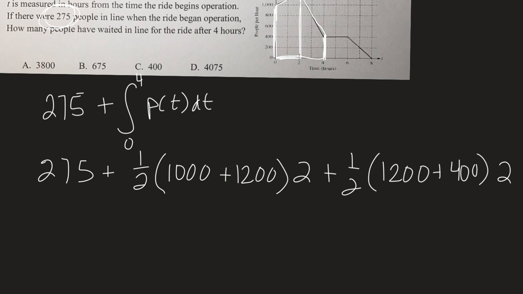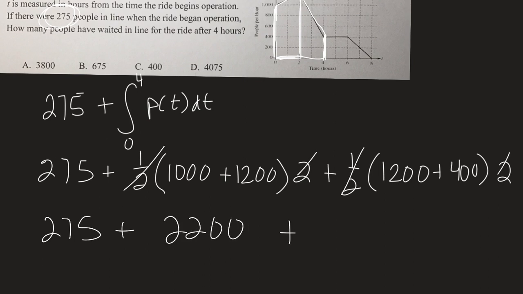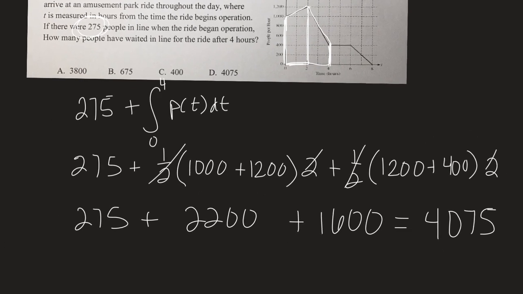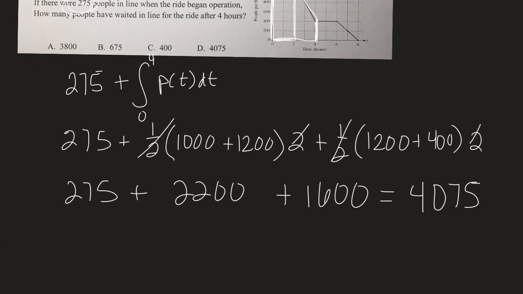So if we take our 3 numbers, 275, and this one, the 1/2 and the 2 cancel out and give us 2,200, and this one, the 1/2 and the 2 cancel out, give us 1,600, that gives me 44,075 people that have been waiting in that line over those 4 hours that the park has been open. Okay, so make the best geometric figure that fits the graph. So in this case, trapezoids. On to number 5.